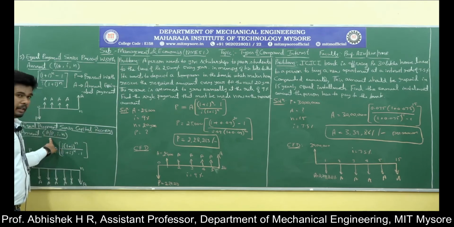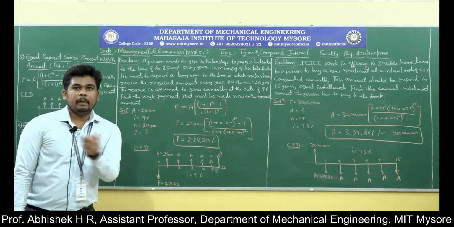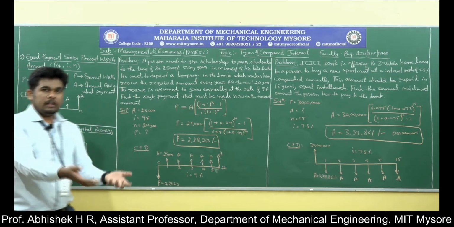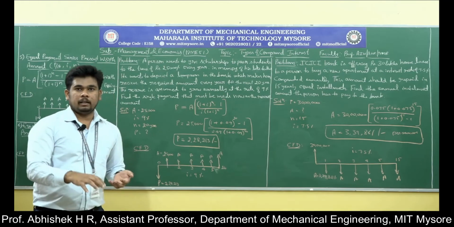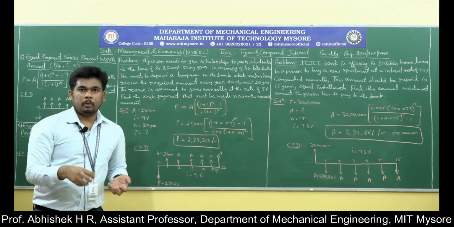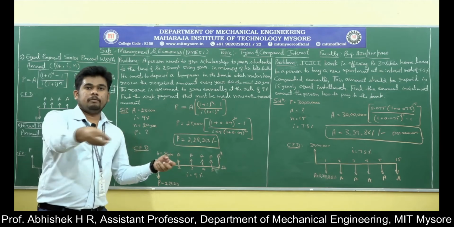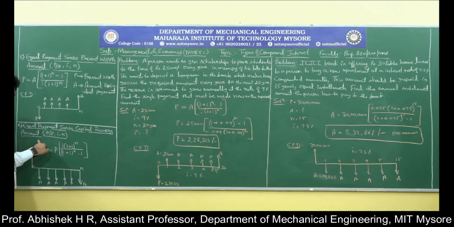A by P means we have to find the A, the equal amount, means what? The EMI amount, when P is given, means when you know the principal amount that you have taken from the bank. So for that you are paying the interest along with some of the principal amount. So that is what your sixth condition, capital recovery amount.